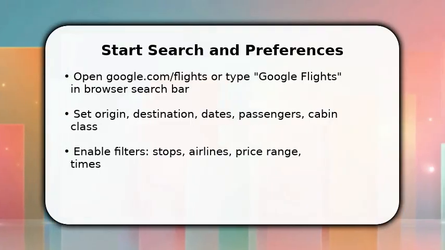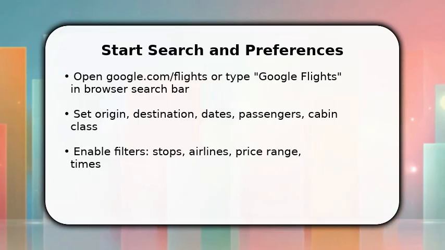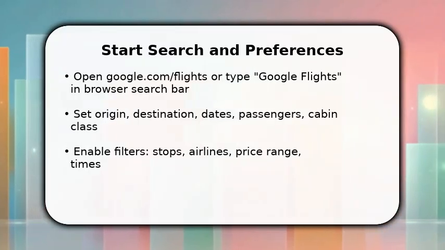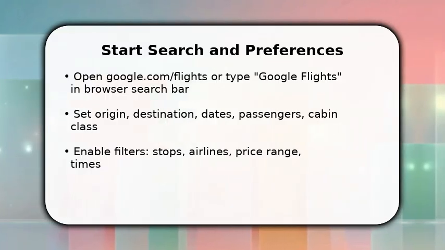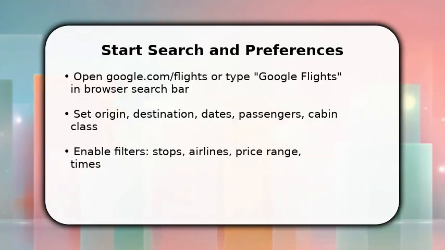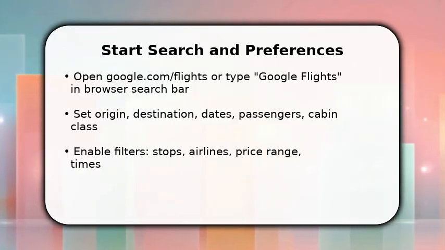You begin by opening Google Flights and entering origin, destination, and travel dates. Do that now. Once done, pick passenger count and cabin class so results match your needs. Make sure to set basic filters like nonstop only or specific airlines to narrow options quickly.